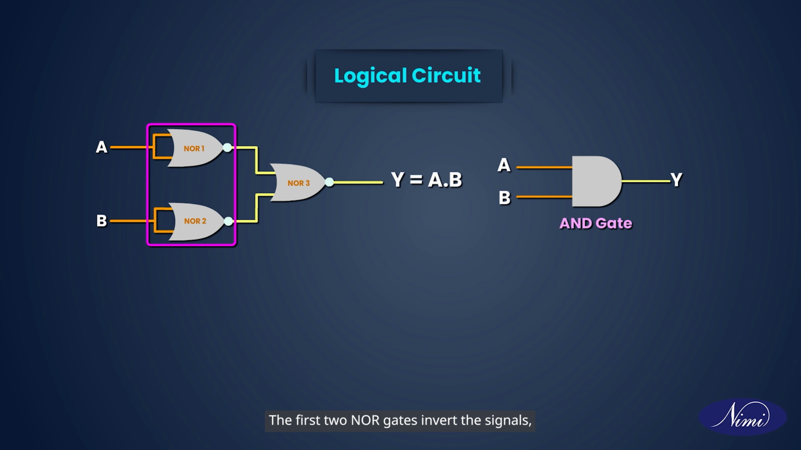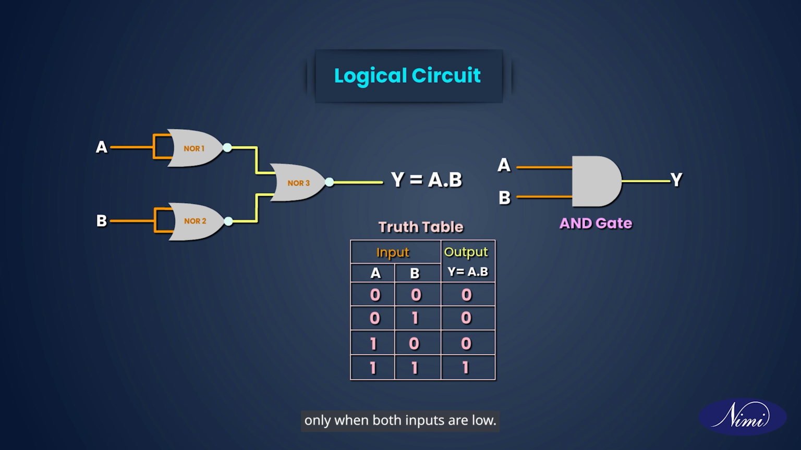The first two NOR gates invert the signals, and the third NOR essentially ANDs the inverted signals by going high only when both inputs are low. This constructs the logical AND function.